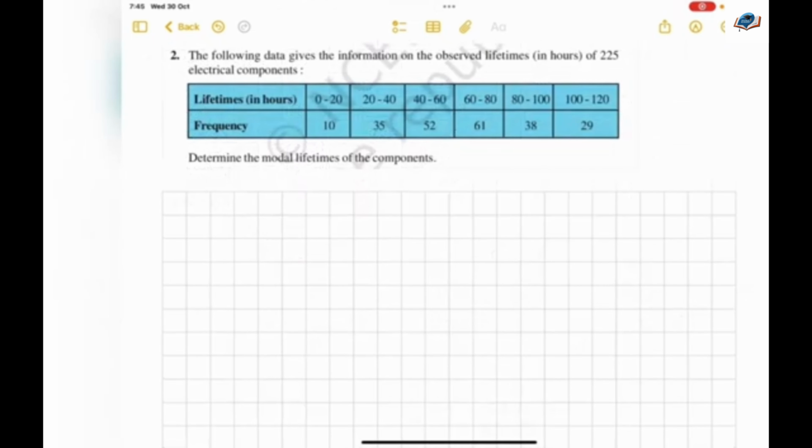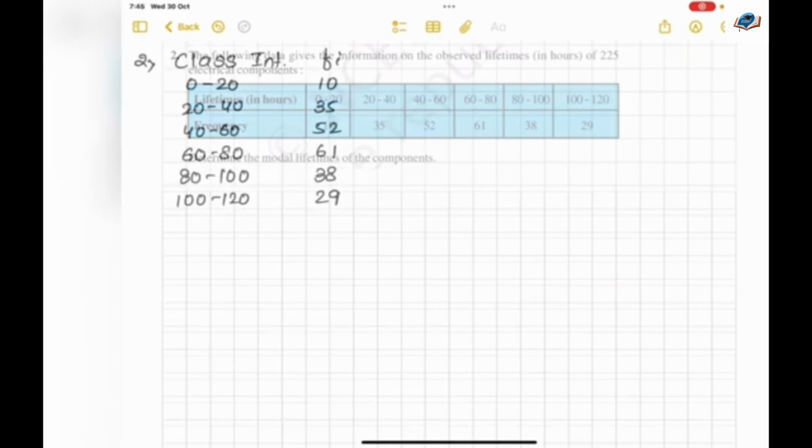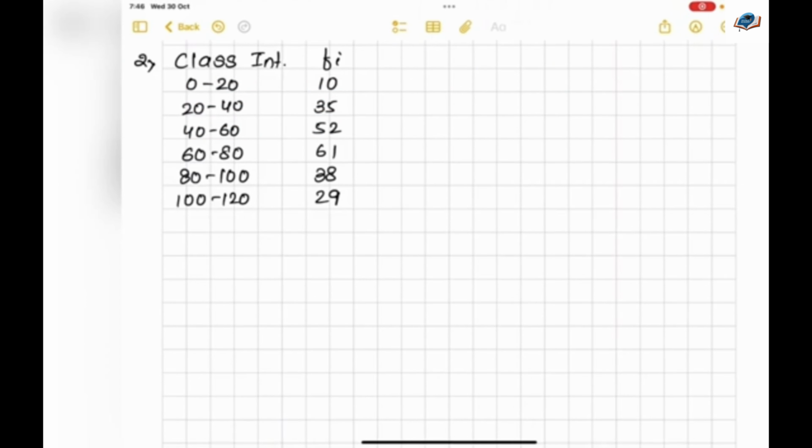The second question says the following data gives the information on the observed lifetimes in hours of 225 electrical components. Determine the modal lifetime of the components. So first of all, I have written it in the table form. Now, if you see the fi, the maximum value which is coming is 61. So this will be my f1. Above that it will be f0, and below that it will be f2, and modal class will be 60 to 80. So I can say L equal to 60, h equal to 80 minus 60, so 20.